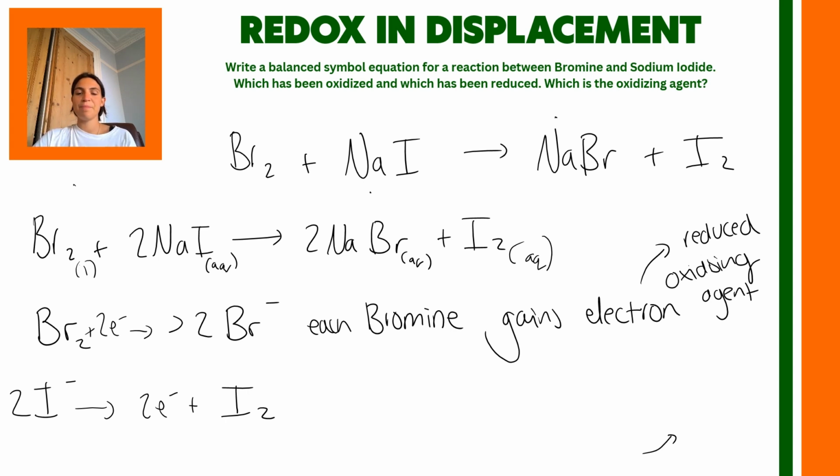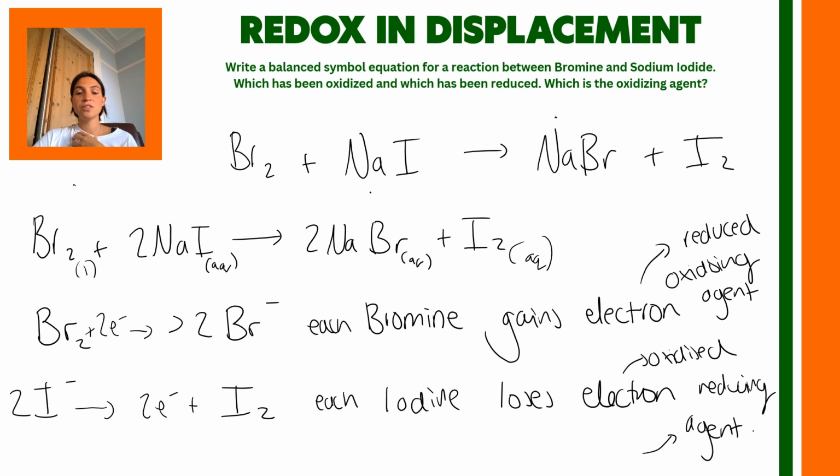So remember that. They shouldn't both say reduced and the reducing agent there. If the thing is being reduced, then it is the oxidizing agent. Each iodine loses electrons, so it is OIL. Oxidation is loss, so it is oxidized, which makes it the reducing agent. That's sodium iodide for my reducing agent.